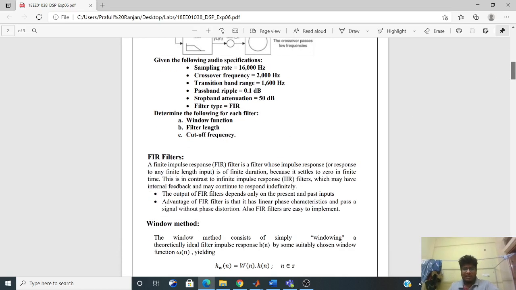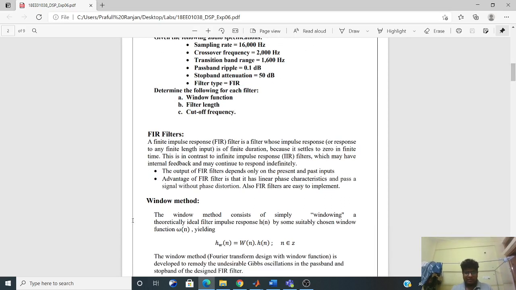So let's move on. What is a FIR filter? A finite impulse response filter is a filter whose impulse response is of finite duration. It will not go to infinity because it settles to zero in finite time. This is in contrast to an infinite impulse response filter, where it may have internal feedback and may continue to respond indefinitely. Another definition: the output of a FIR filter depends only on the present and past input.